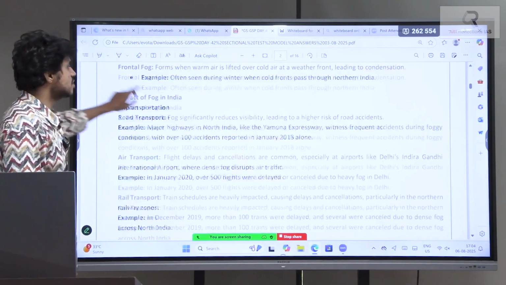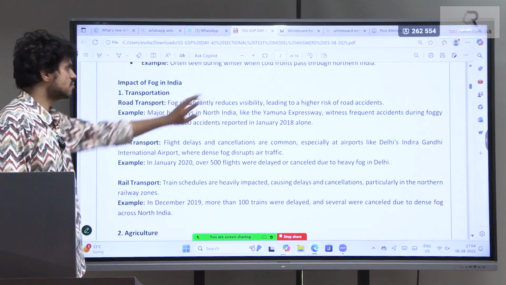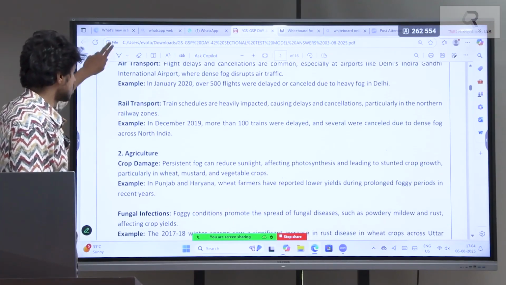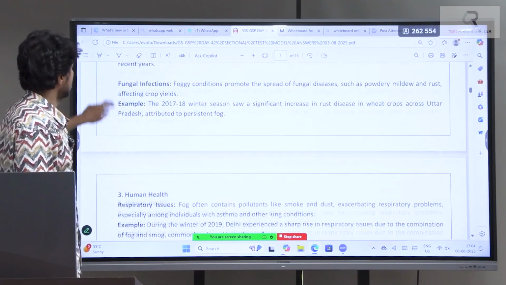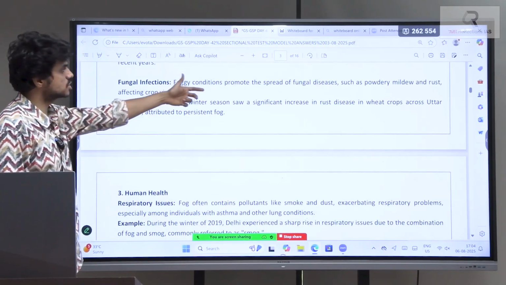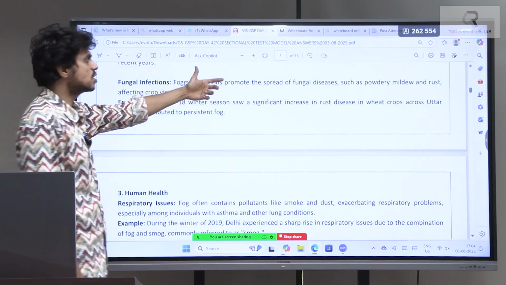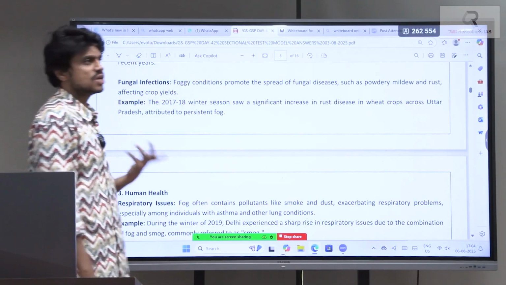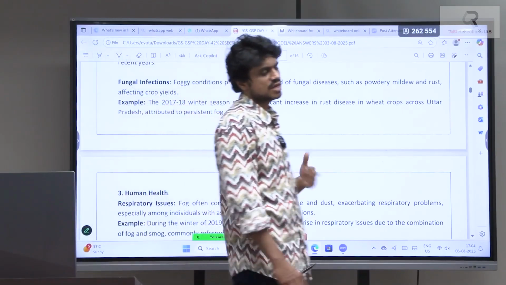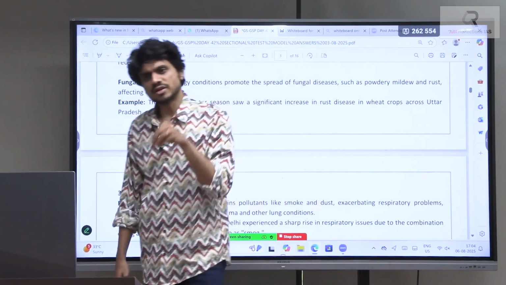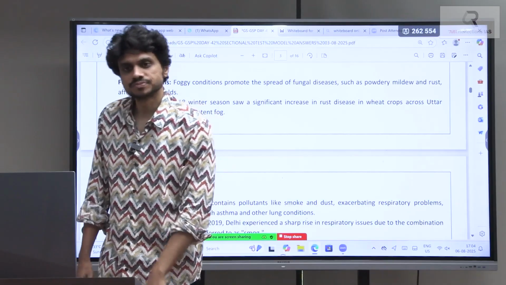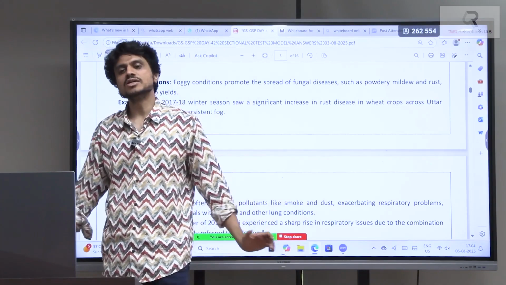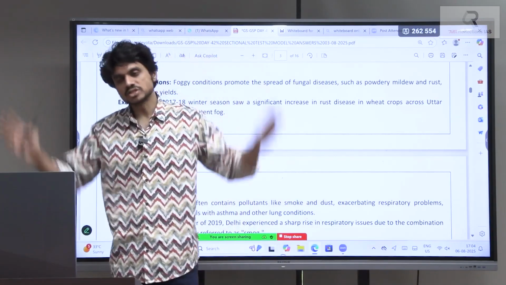Okay. So major highways in the north everywhere witness frequent accidents. Air transport, flight delays, railways cancellation, crop damage. Fungal infection, foggy condition promote the spread of diseases such as powdery mildew and rust affecting the crop yields. Because generally, whenever there is a temperature inversion, everything will settle at the bottom. There is no free flow movement. Only during the low pressure conditions, wind is rising and moving and circulation is happening.